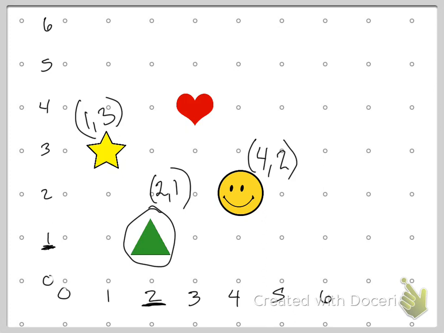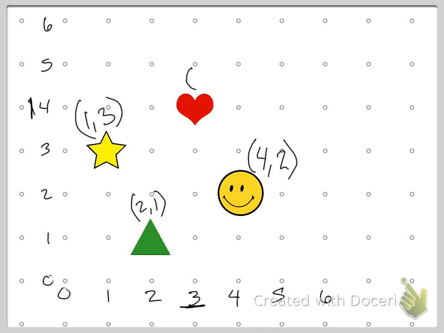The last family is the Hart family. If I look, the Hart family is by the number 3 and the number 4. So we go to the right 3 places and up 4. Remember, you always do the one to the right first and then up. So it's going to be 3, 4.